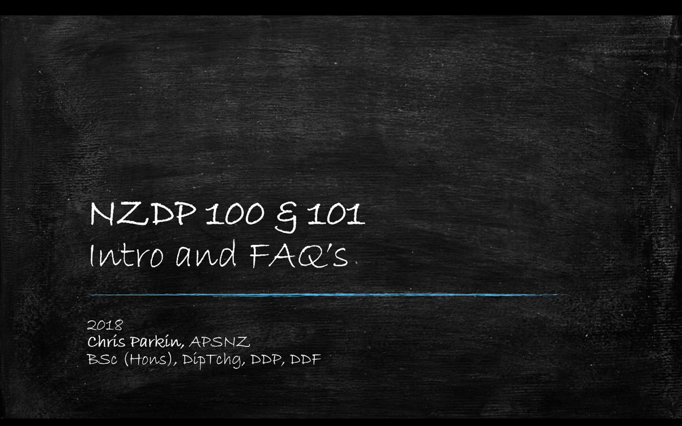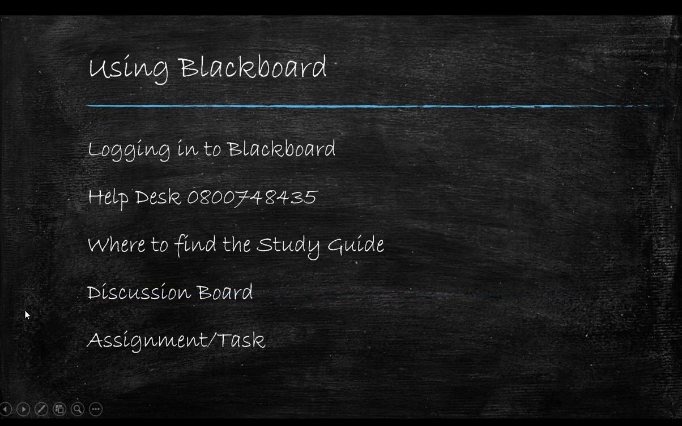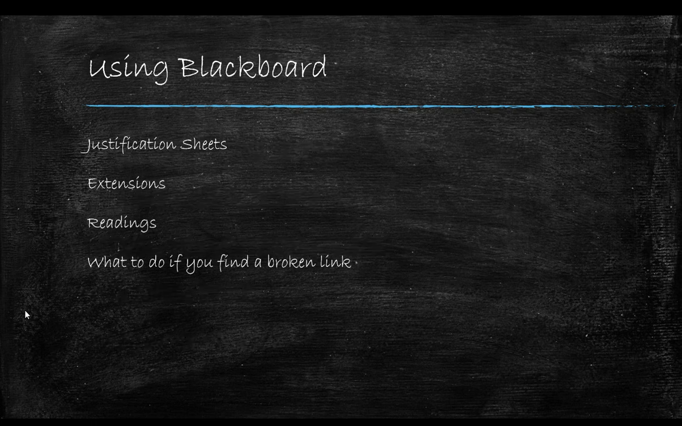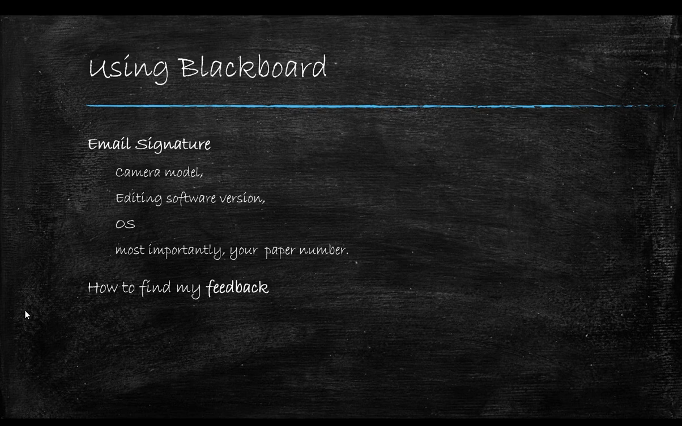This is going to be an introductory video for NZDP 100 and 101, and also cover some of the frequently asked questions, where to find things and how to navigate your way around Blackboard. And we'll cover how to log into Blackboard, help desk, where to find your study guides and the material each week, and your assignments and tasks, justification sheets, which is one of the assignment parts of the assignments, getting an extension if you're sick and or something's happened in your life, where to find the readings and what to do if you find a broken link within those readings, your email signature, and how to find your feedback.